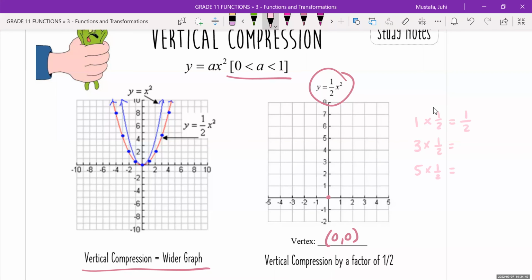1 times a half is a half. 3 times a half is 3/2, but I'm going to write it as a mixed fraction. 3/2 is the same as 1.5. 5 times a half, half of 5, another way to think about it, is 2.5. Okay, you have to be really careful with the halves because you are estimating. Just try to be as accurate as possible. Starting from 0, 0, you're going to go 1 to the right, up a half, 1 to the left, up a half.